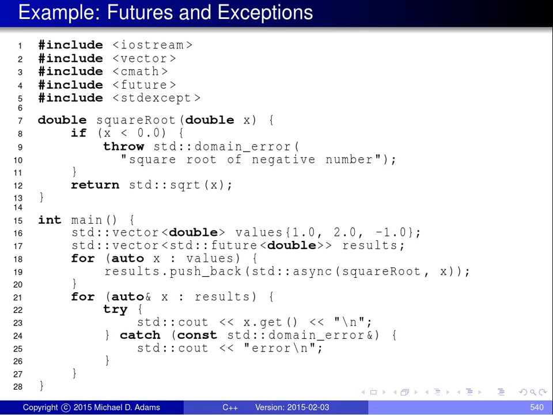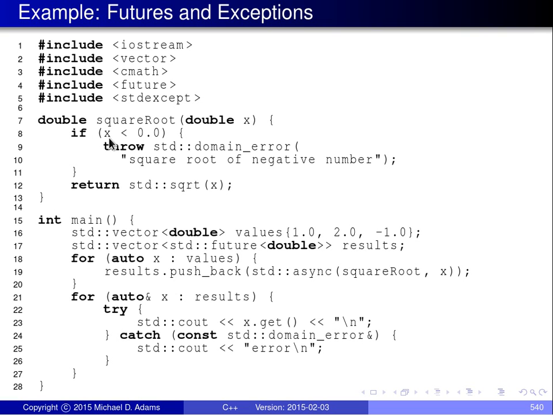On this slide we have an example of using futures in conjunction with exceptions. So let's look at the code in more detail. We have a function called square root that takes a single double parameter x and it returns a double, which is the square root of x.